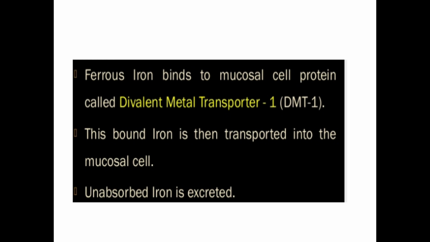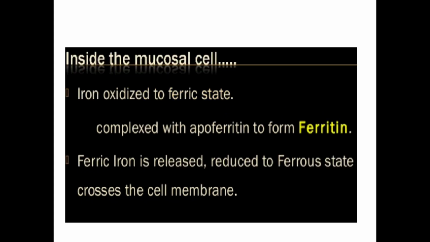Also, ferrous iron binds to a mucosal cell protein called divalent metal transporter DMT1. This bound iron is then transported into the mucosal cell. Unabsorbed iron is excreted. So iron is taken in excess and the actual utilization is less. Inside the mucosal cell, iron is oxidized to ferric state and complexed with apoferritin to form ferritin. So ferritin is the storage form of iron. Ferric iron is reduced to ferrous state and crosses the cell membrane.